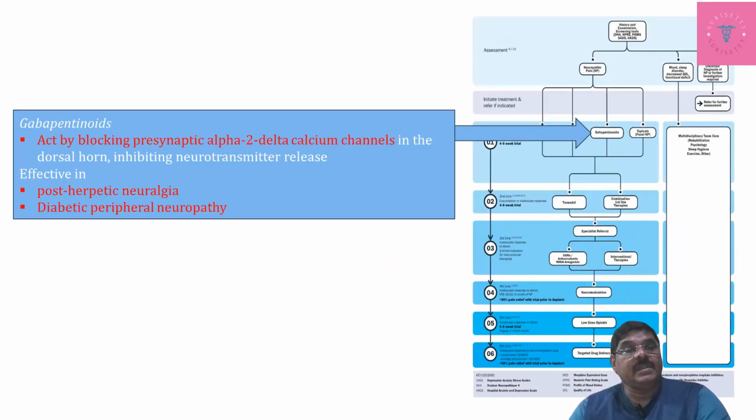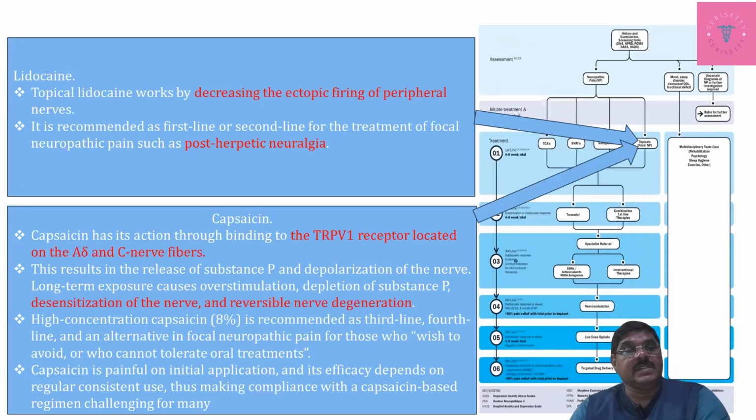Next, gabapentinoids. They act by blocking the presynaptic alpha-2-delta calcium channels, decreasing calcium ions in the dorsal horns and decreasing excitatory neurotransmitter release. They are usually effective in post-herpetic neuralgia and diabetic peripheral neuropathy. Nowadays, gabapentinoids have become the first choice of drugs in treating neuropathic pain, followed by the TCAs.